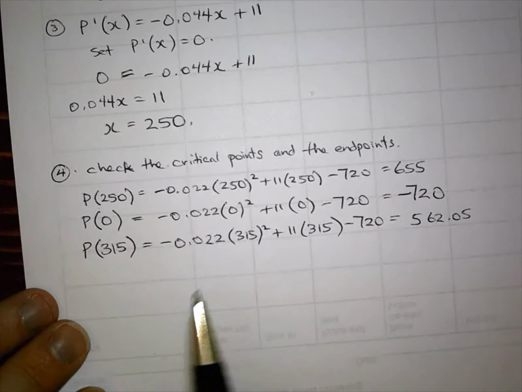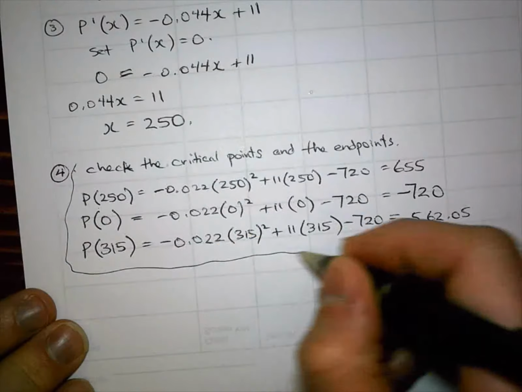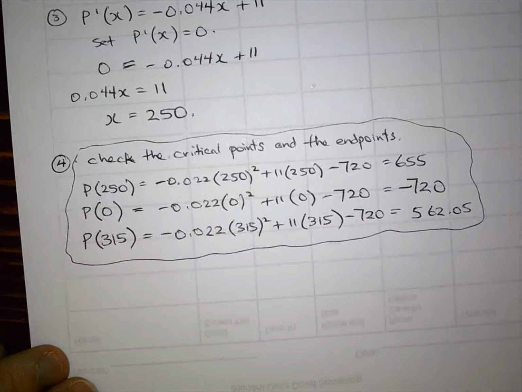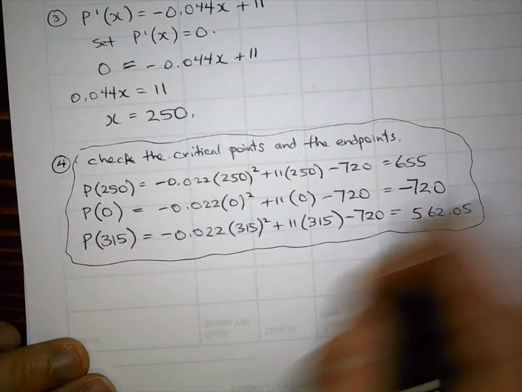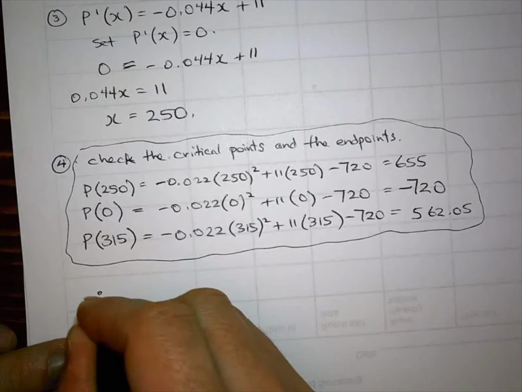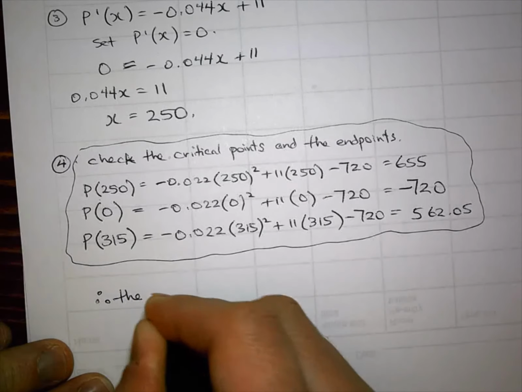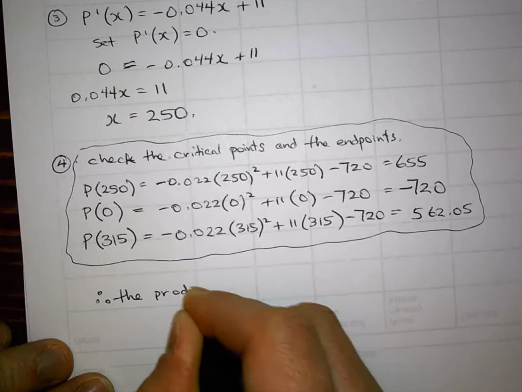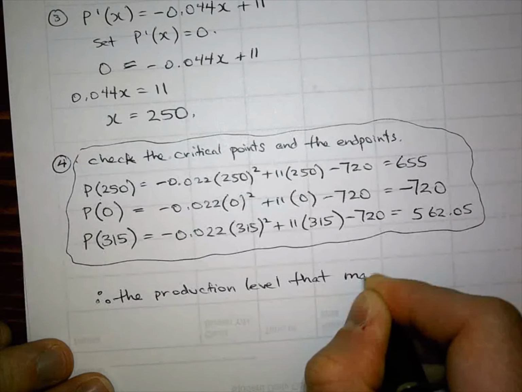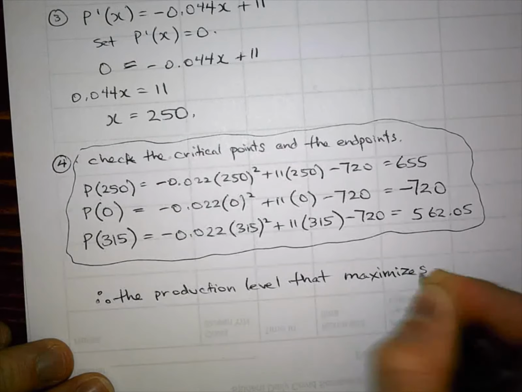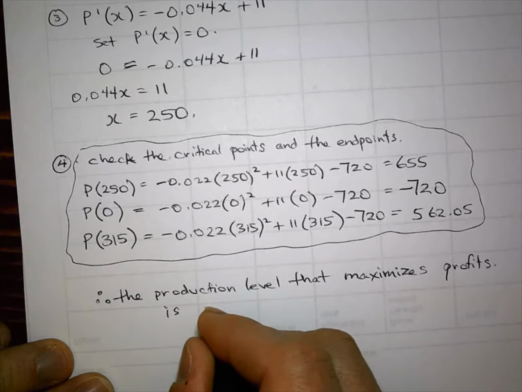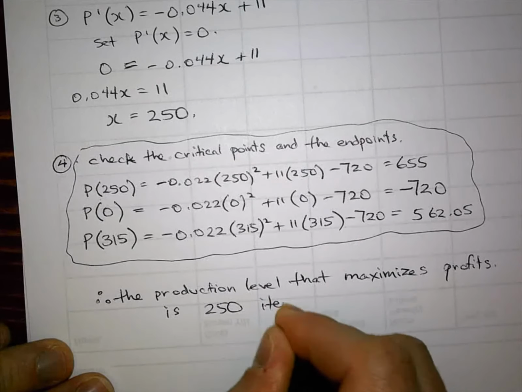So we've just done a check, and you can see how the check was necessary there because we were given that extra interval, that extra piece of information. But the question was asking, what is the production level that maximizes profits? So therefore, the production level that maximizes profits is 250 items per day.